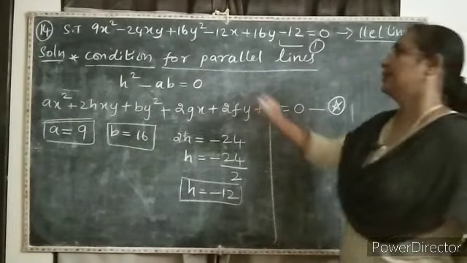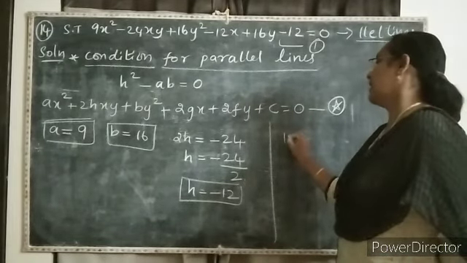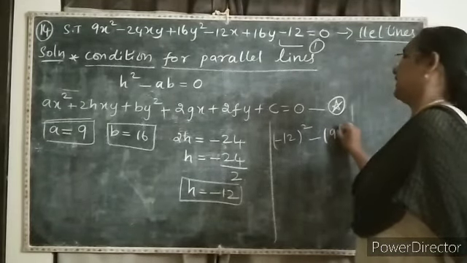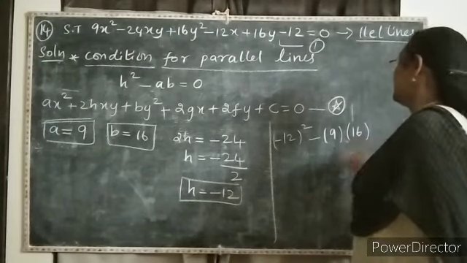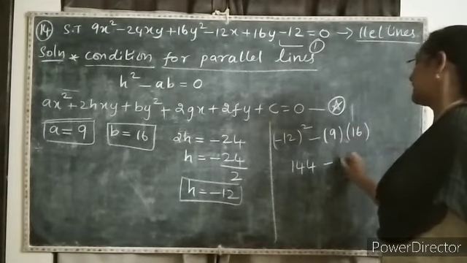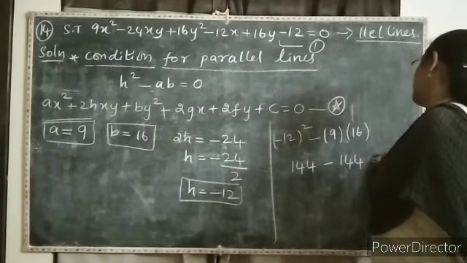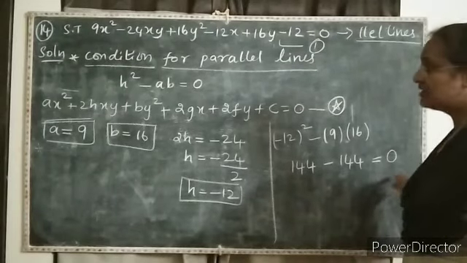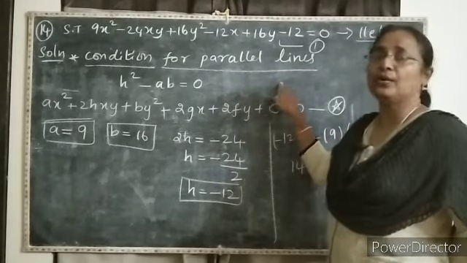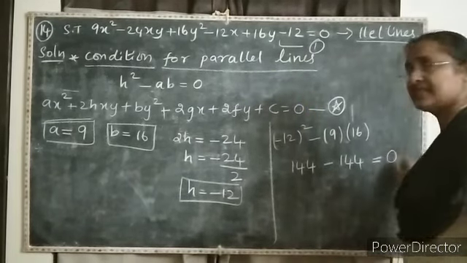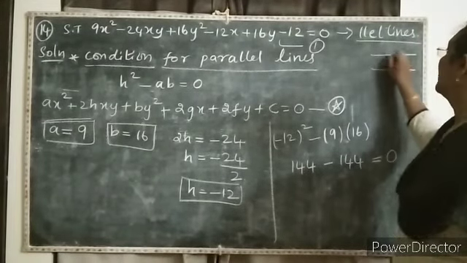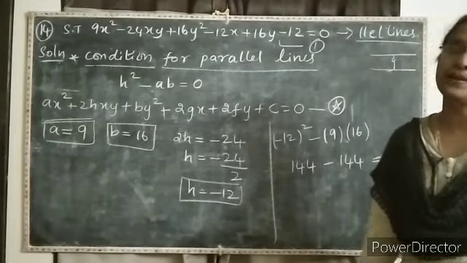Now let's substitute in the condition. h² is (−12)² minus a times b, 9 into 16. (−12)² is 144, and 9 into 16 is again 144, so 144 − 144 = 0. So we have checked that the given pair of straight lines are parallel lines. The first condition is satisfied. Since it is confirmed they are parallel lines, I am going to find the distance between these two parallel lines.